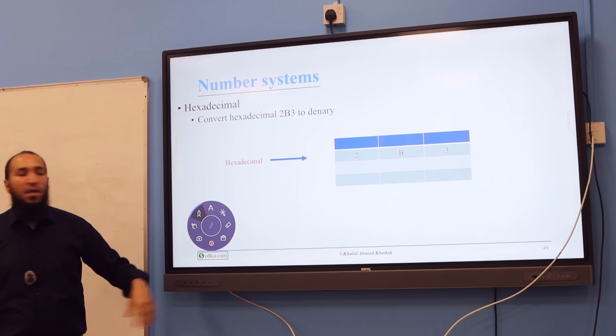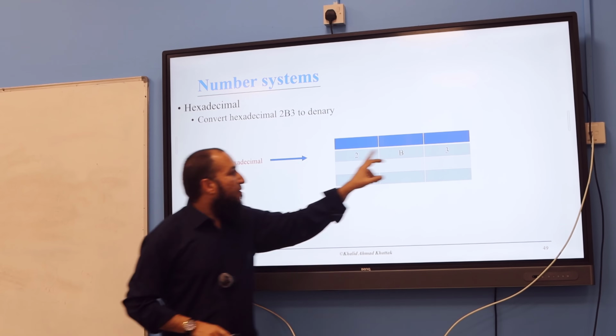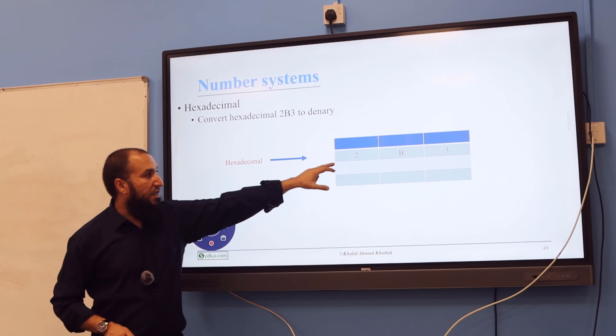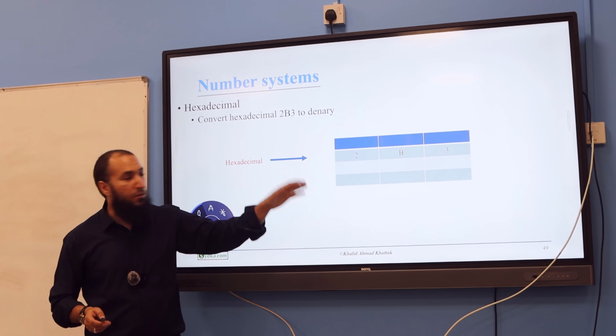This conversion, no? Let's do it. Pay attention. What we do is create a table like this. Write the number we want to convert. The reason I left the top one empty is because we're going to be using the powers.